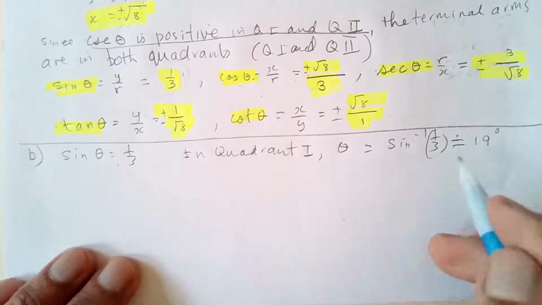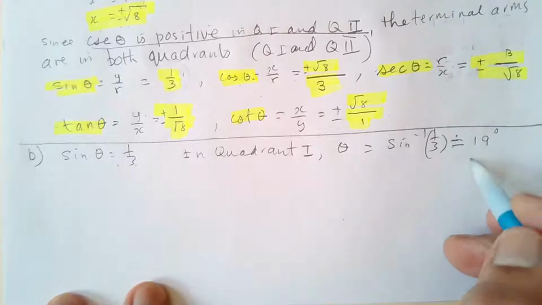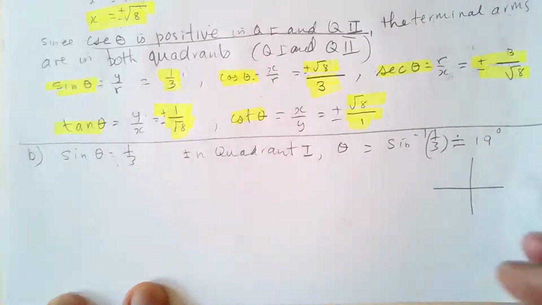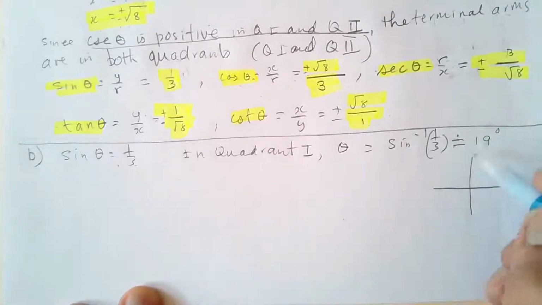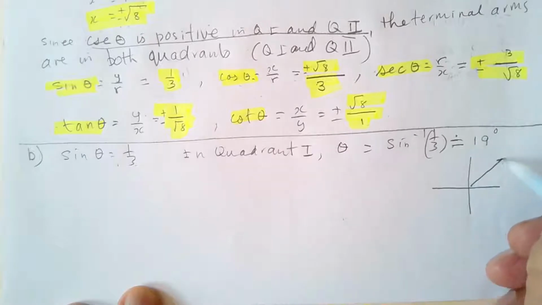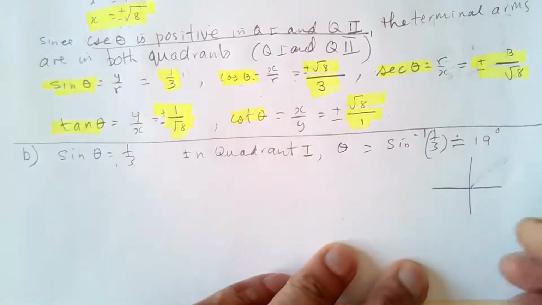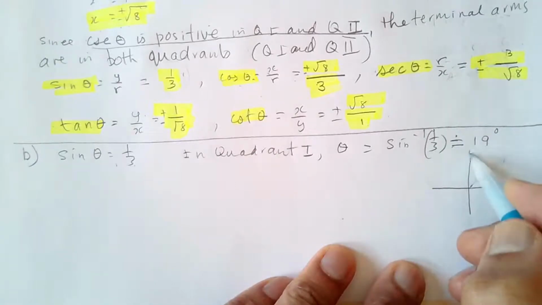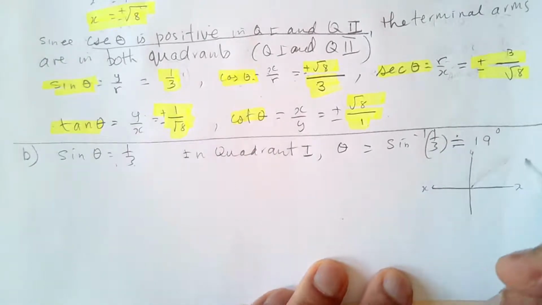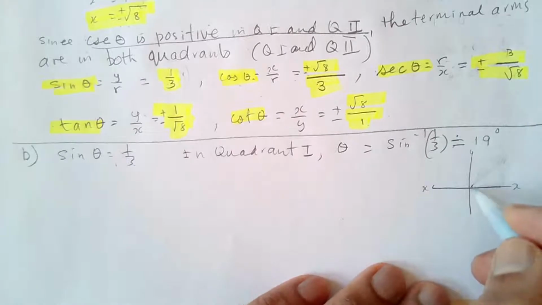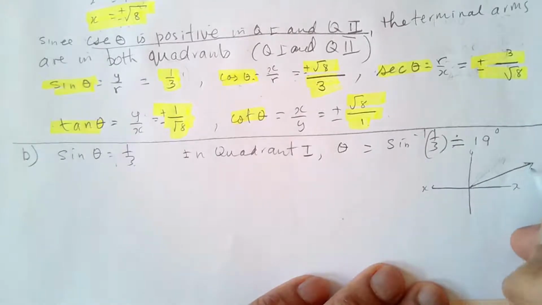So if we were to look at the sketch of that, this is our 19 degrees here. Oops, that's way too big. It should be smaller. Here's my x-axis, y. So 19 degrees somewhere here.